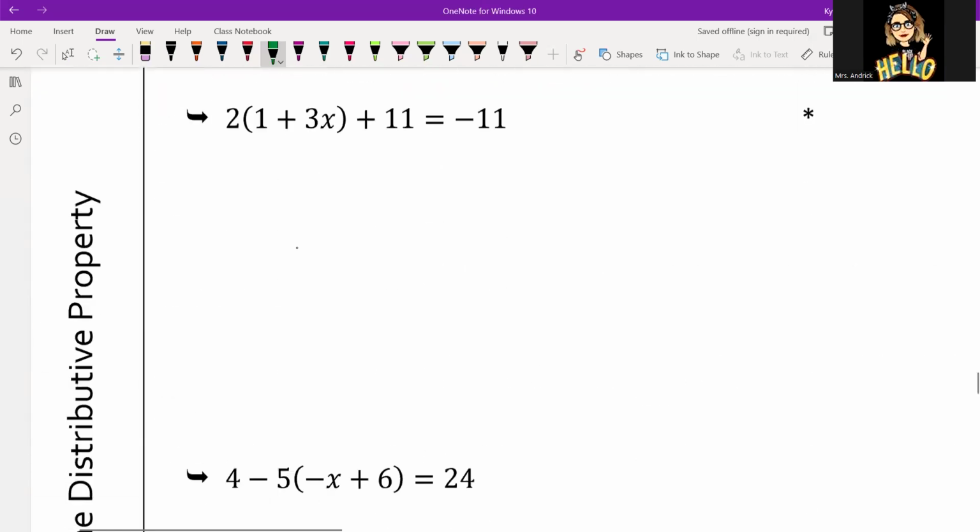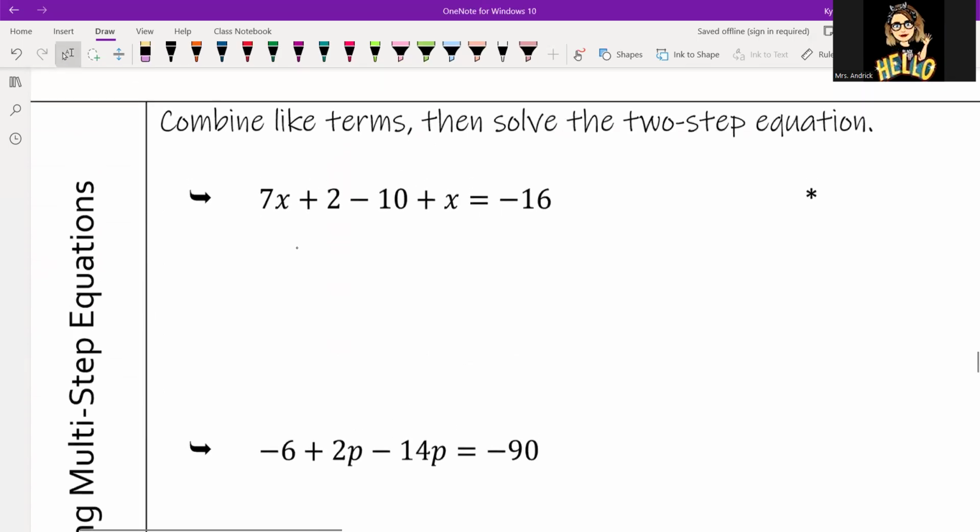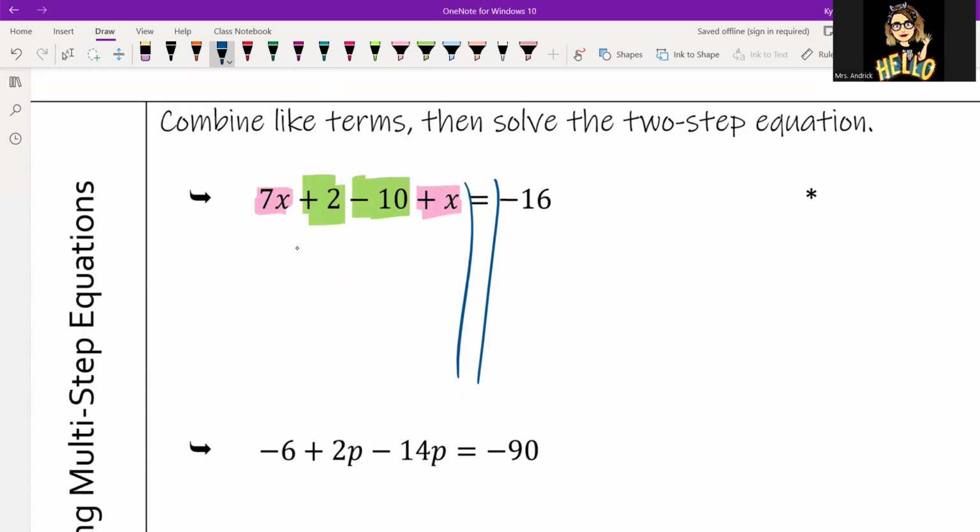Multi-step is when we have two-step equations combined with like terms. So when we combine like terms, remember like terms are same variable or just numbers. So I'm going to highlight or circle all the things that are the same type of things. I'm going to draw the river. So I know same variable is 7x and x. So 7x plus 1x is 8x.